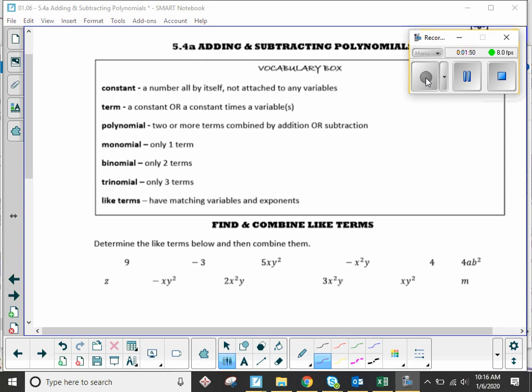A constant is a number that's all by itself with no variables attached. So give me a number with no variable on it. 9, -3. Give me a decimal like that. 0.5, 1.1. Okay, stuff like that.